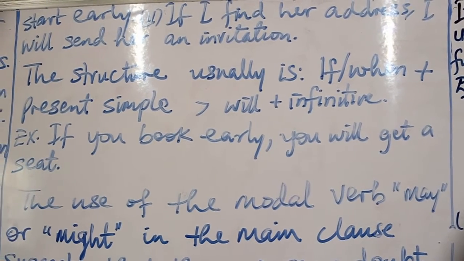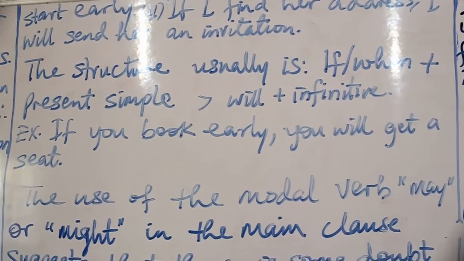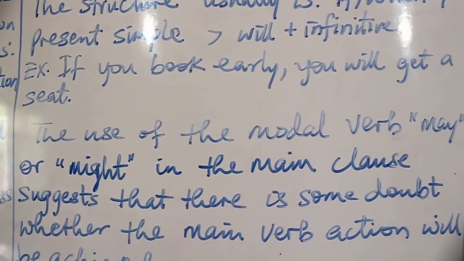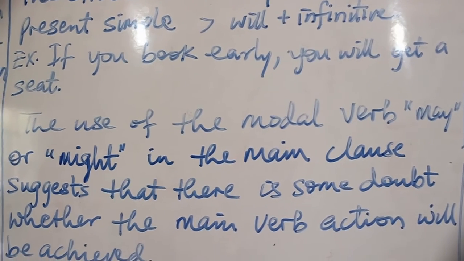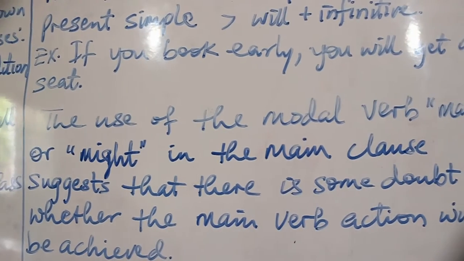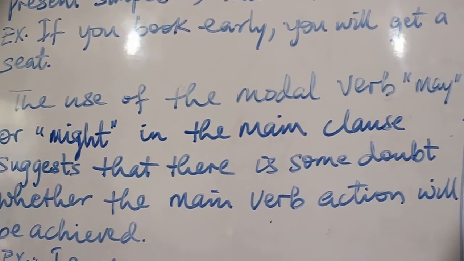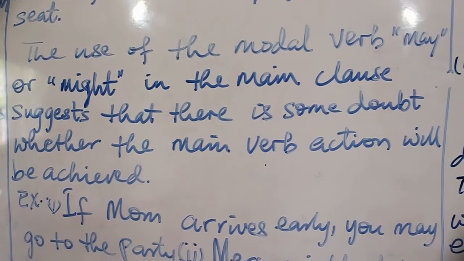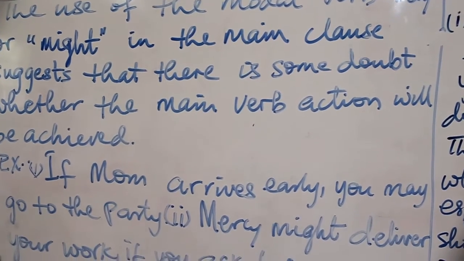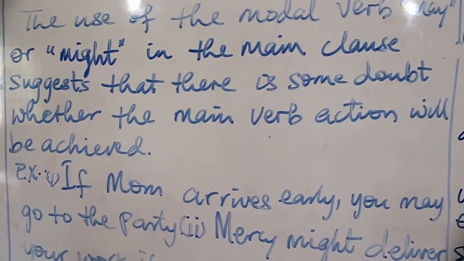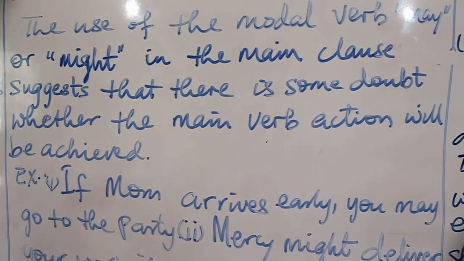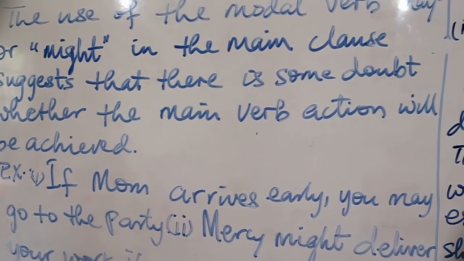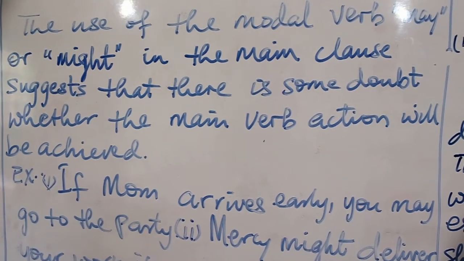If you book early, you will get a seat. Now, the use of modal verb may or might in the main clause suggests that there is some doubt whether the main verb action will be achieved. That implies that if you have may or might in the main clause, it shows there is a possibility that the main action will not be achieved.